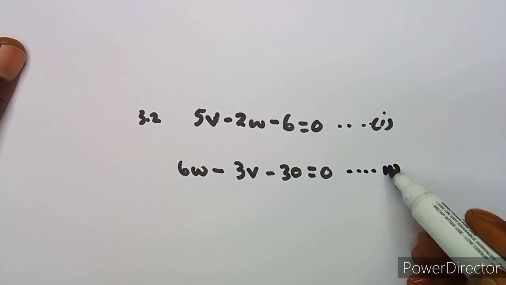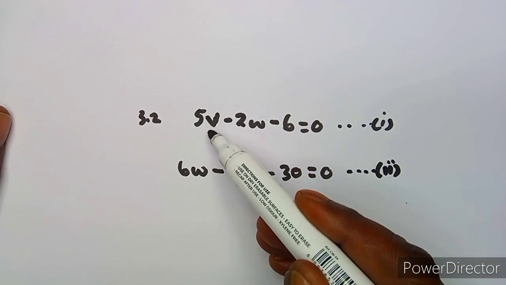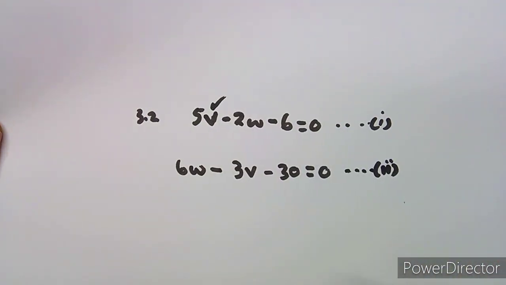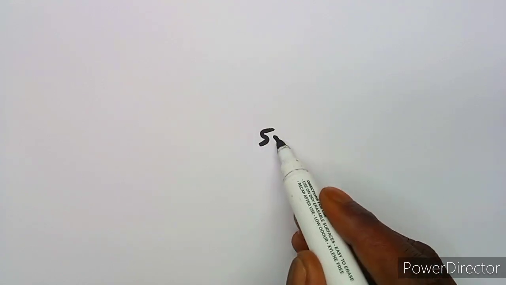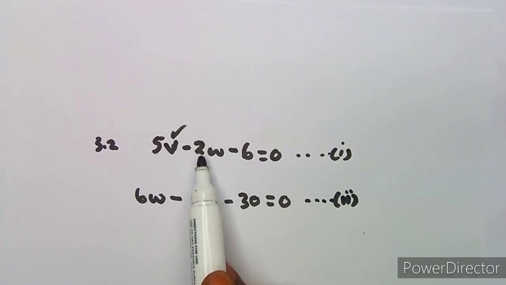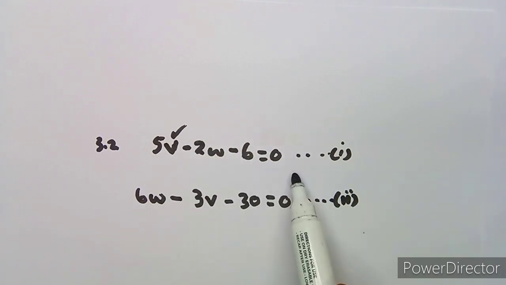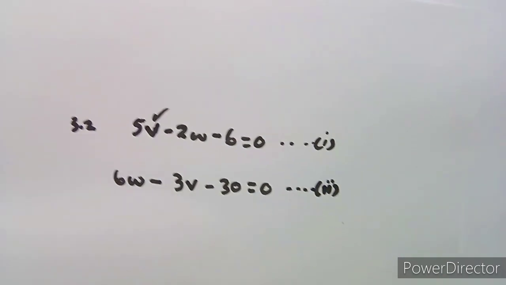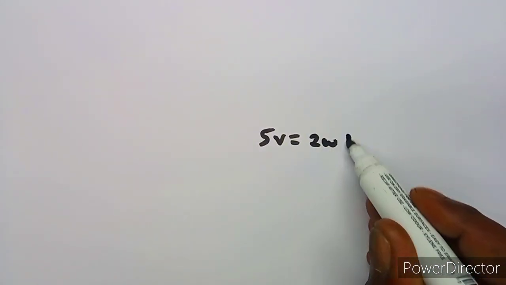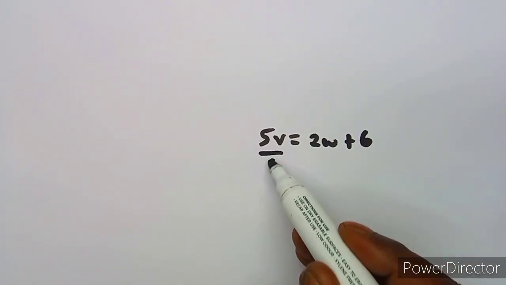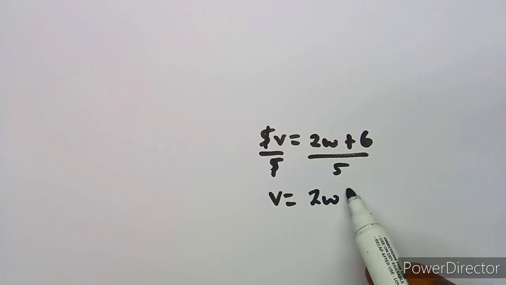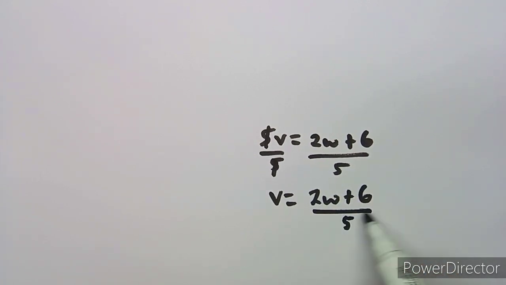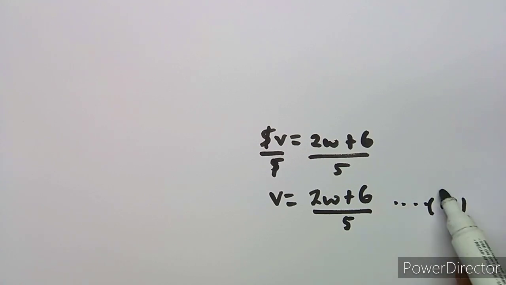So this is my equation 2. I'm just going to make v the subject on equation 1. If I make v the subject on equation 1, that means I'm going to have 5v is equal to, if we transpose this minus 2w to the other side, it is going to be a plus, and minus 6 is going to be a plus also. So it's going to be 2w plus 6. Then we can divide by 5 on both sides. So v is equal to 2w plus 6 over 5, which is now our equation 3.